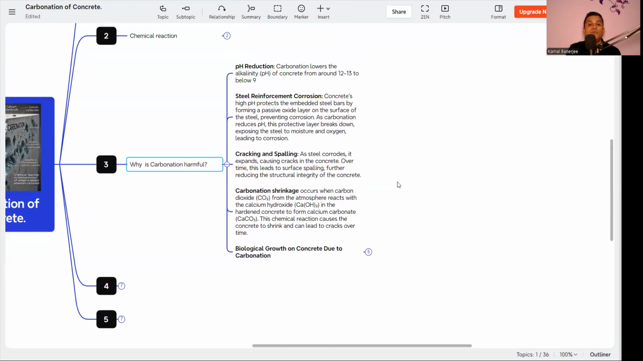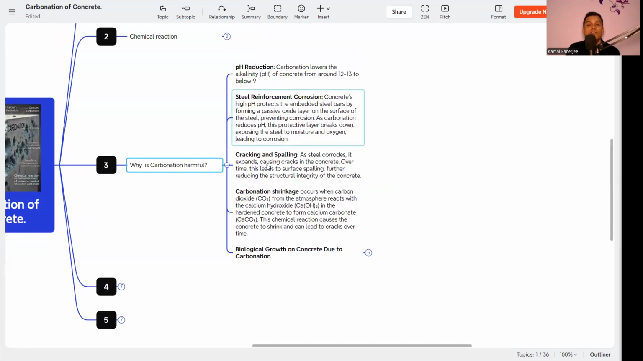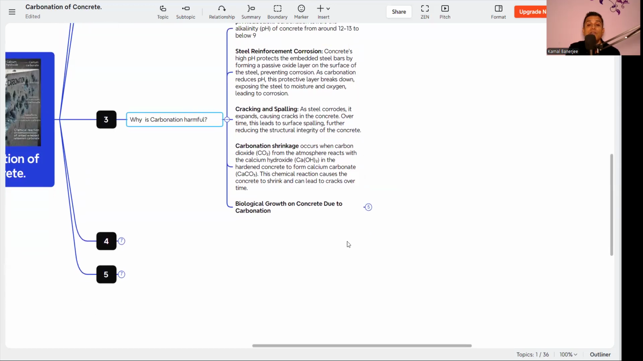Not only pH reduction, steel and reinforcement corrosion, cracking, and carbonation shrinkage are happening due to carbonation. Another thing is also happening, that is biological growth on concrete due to carbonation.